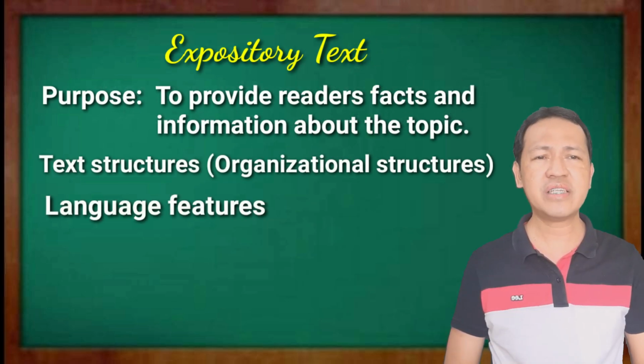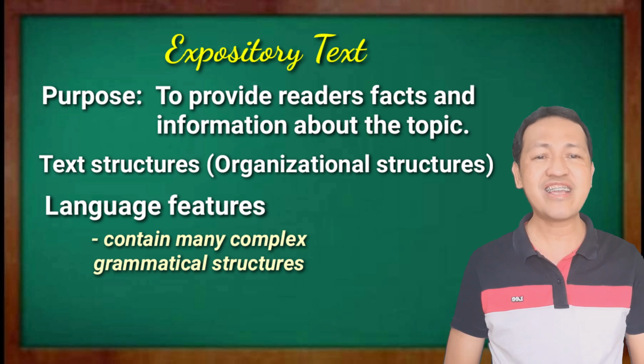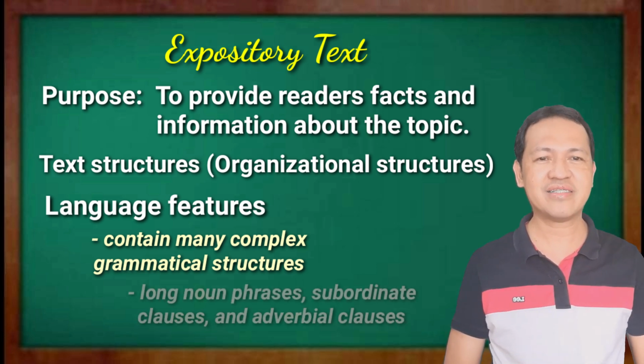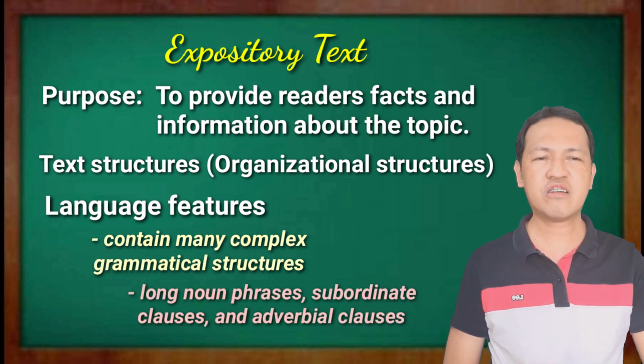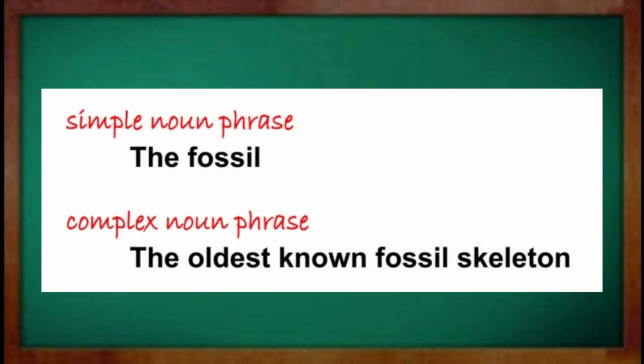How is the language used in expository or informational texts? Expository or informational texts contain many complex grammatical structures that can affect your understanding of the texts. Common complex grammatical structures in expository texts are long noun phrases, subordinate clauses, and adverbial clauses. Look at these phrases. The second one, complex noun phrase, is what is often used in expository or informational text.